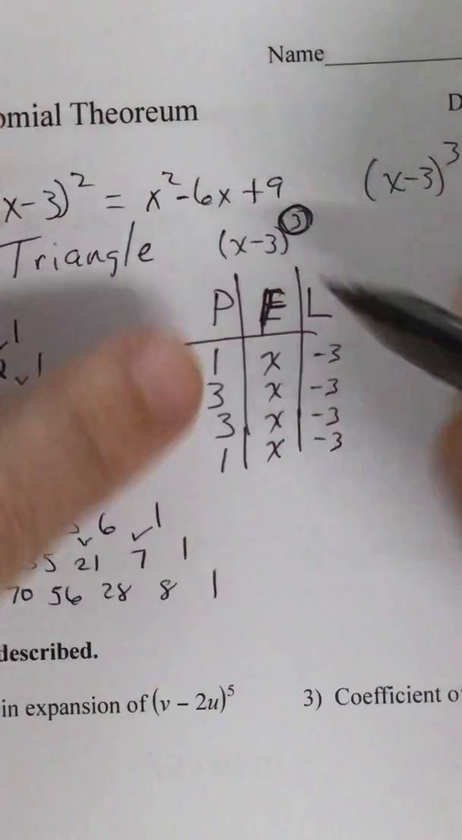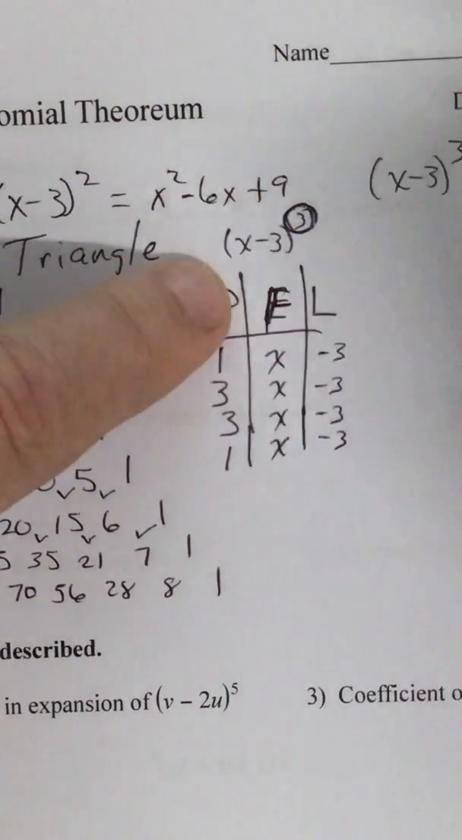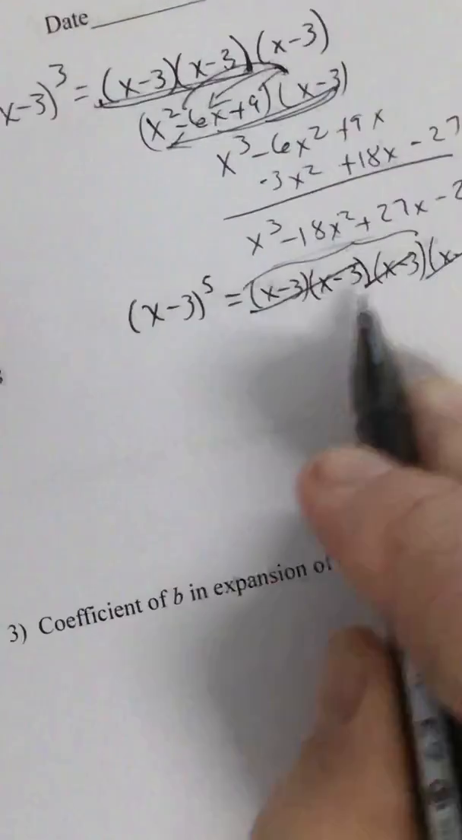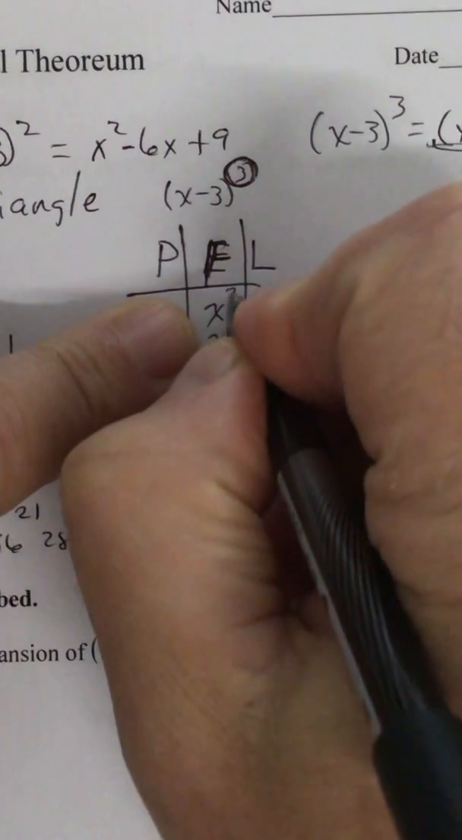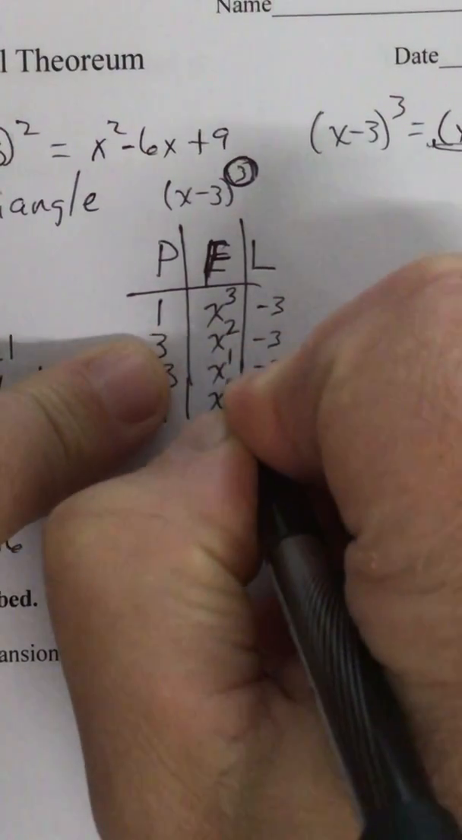Okay, in the first column, you start with the highest power that there could be, which would be to the third. So whatever that power is going to be is the biggest power on the entire polynomial. So this is a third degree. So we start with the 3 and go down. 3, 2, 1, 0.